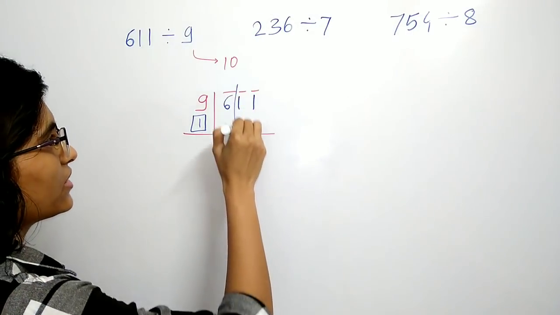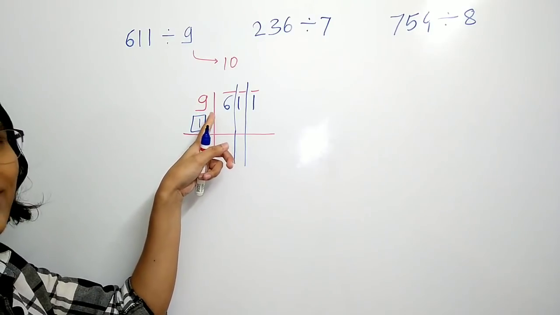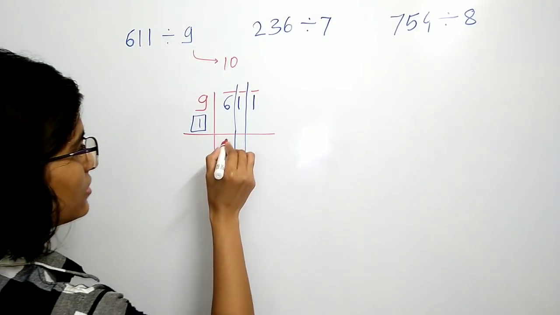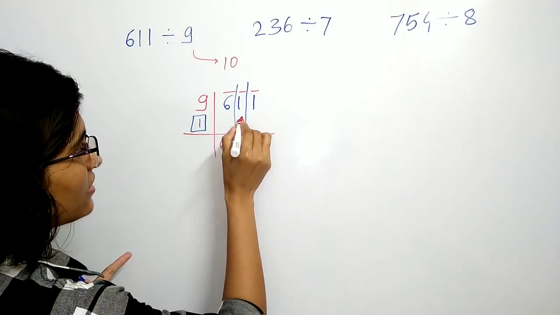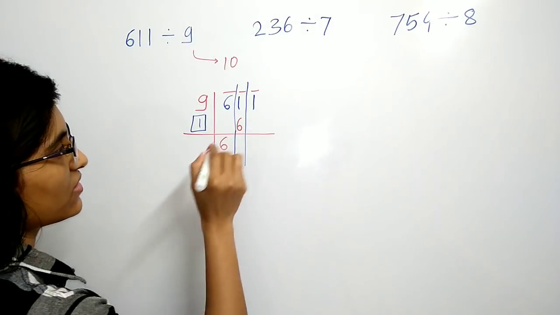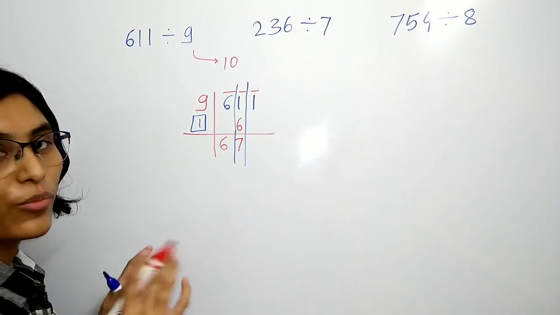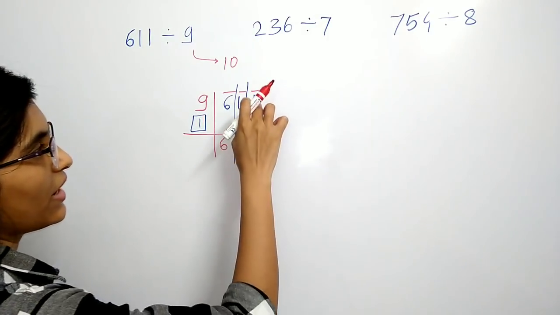Now take the partition like this. Now you take this 6 as it is over here. Multiply this 6 by this 1. So write 6 over here. Now add these 2. So 1 plus 6 is 7. Now multiply this 7 by this 1. So we have 7. Now add this 2.